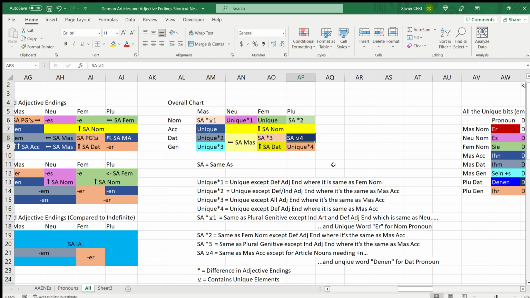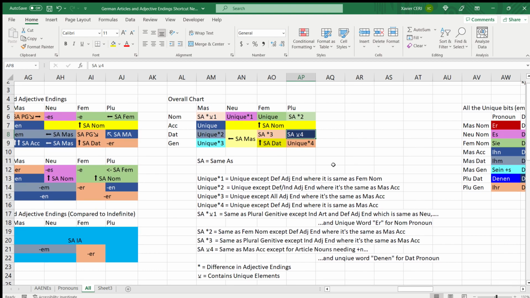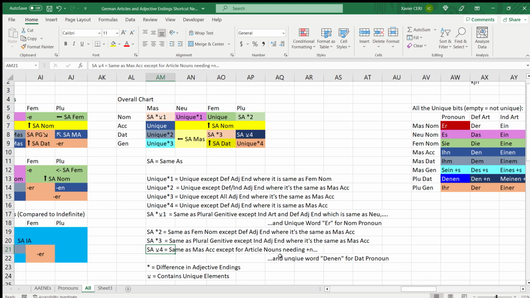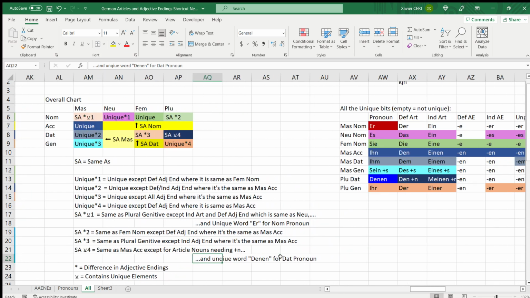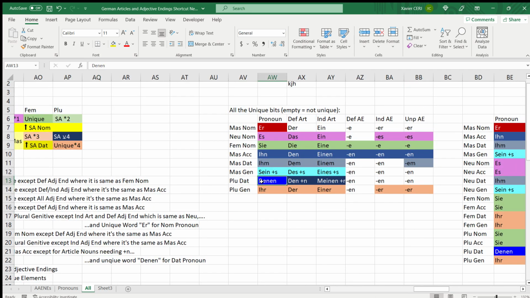This one's same as with an asterisk. It's quite different in a lot of ways, but theoretically it is the same as the masculine accusative, except for articles needing plus n, article nouns needing plus n, and the unique word danon for dative pronoun. So right here, danon, but we have den plus n, which is the same as the definite article here, den. Meinen plus n, which is the same as the masculine accusative einen.